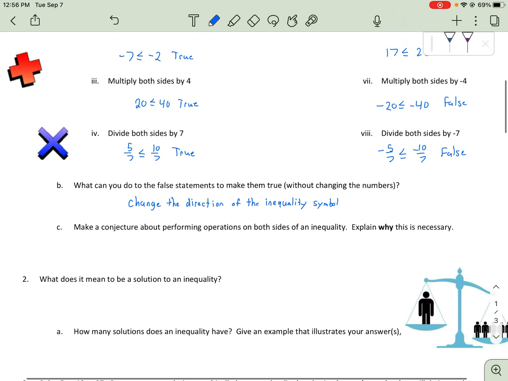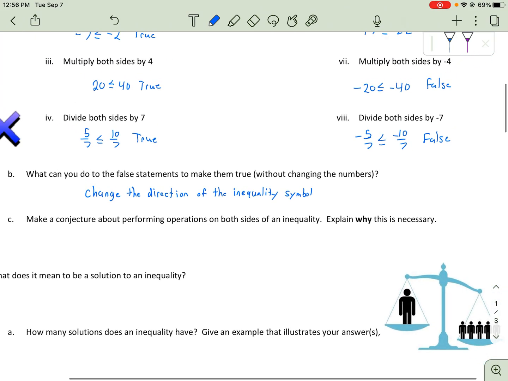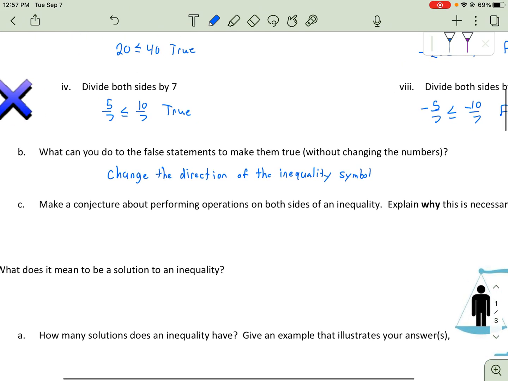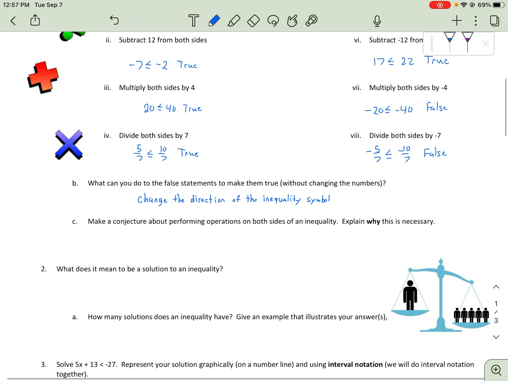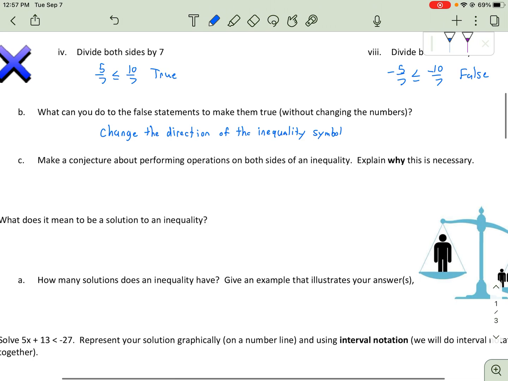Okay, make a conjecture about performing operations on both sides of an inequality. Explain why this is necessary. So when you multiply or divide both sides by a negative number, you have to change the inequality symbol, which is what we did here. We multiplied by negative 4, we divided by negative 7. Both of those were false. So it creates false statements, so you have to switch the inequality symbol. So I'll write that out.